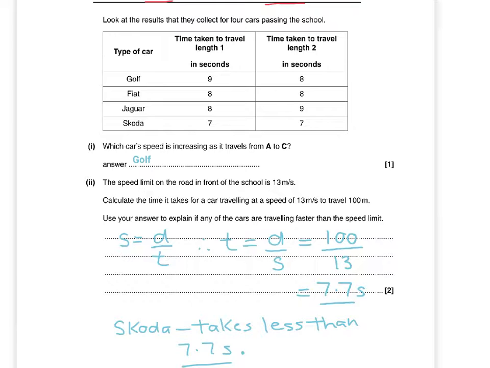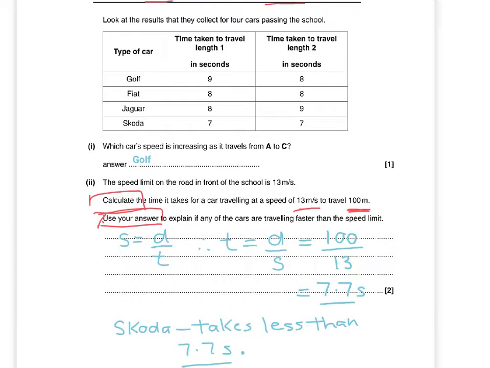The speed limit on the road in front of the school is 13 meters per second. Calculate the time it takes for a car travelling at a speed of 13 meters per second to travel 100 meters. Then use your answer to explain if any of the cars are travelling faster than the speed limit. So if any of the cars are actually breaking the speed limit.